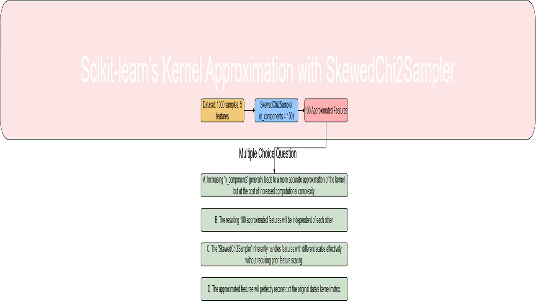I'm using a technique called kernel approximation from the Sklearn library. Specifically, I'm using the SkewedChi2Sampler to make a faster, simpler version of a kernel function. Think of it like creating a shortcut for a complex calculation.